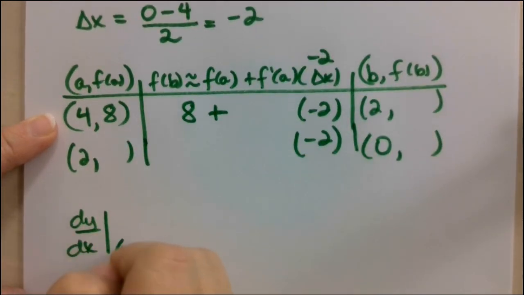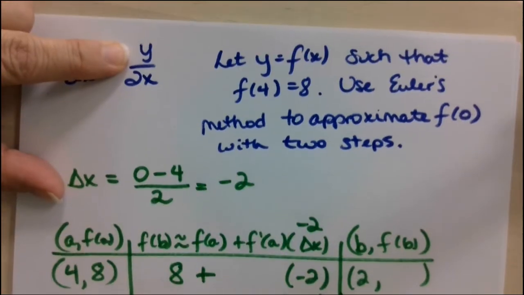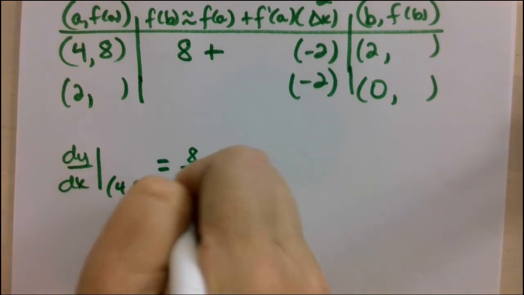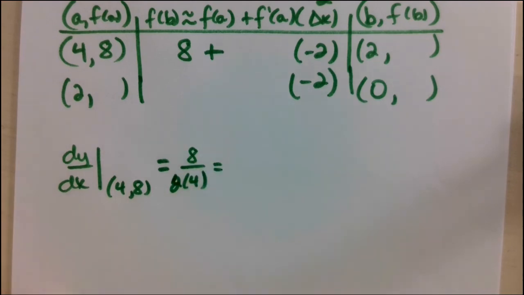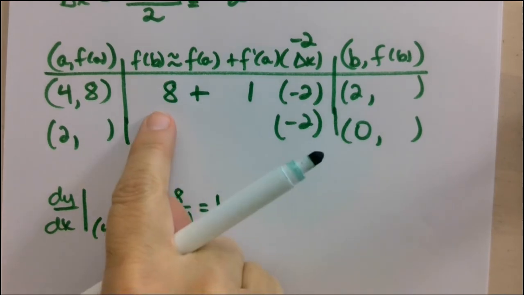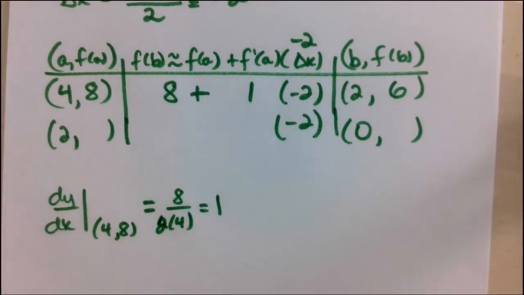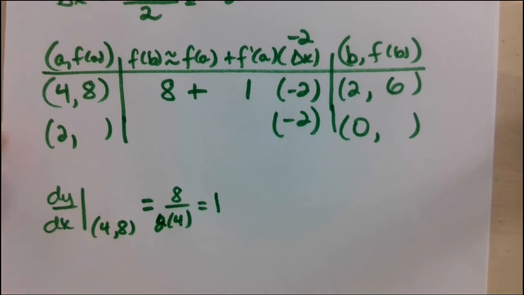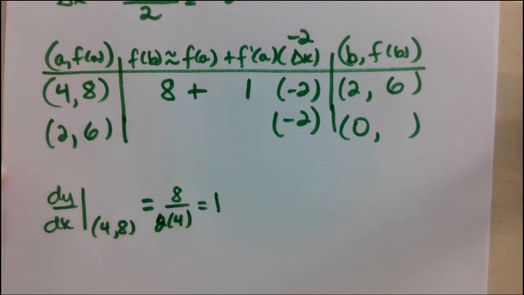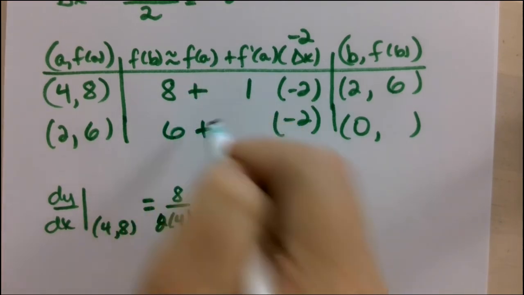dy dx at the point 4, 8 is equal to, my dy dx is y over 2x. So 8 over 2 times 4, which would give me 1. So my slope is 1. And 8 minus 2 is 6. So my new point is 2, 6. And f of a is 6.